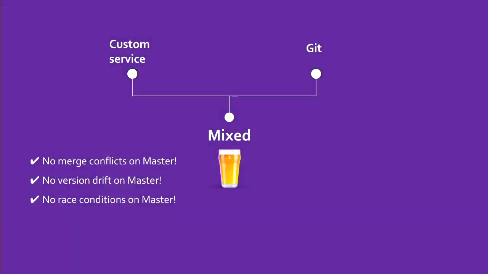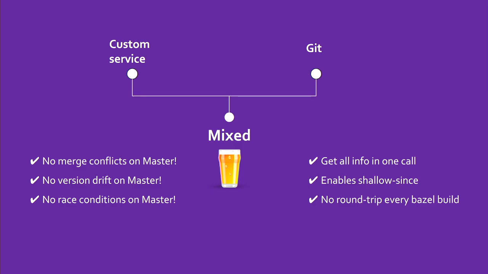OK, so what are the pros of this? So we don't get merge conflicts. We don't get version drift. And we don't get race conditions. Really big pains. Additionally, we get all info in one call. Just on a small scale, like 5 repositories that we played around with, given now it's on a developer machine and not on CI, so networking does change, but we got it down from 10 seconds to 1 second. So 10 seconds with the ls-remote, 1 second with the server.